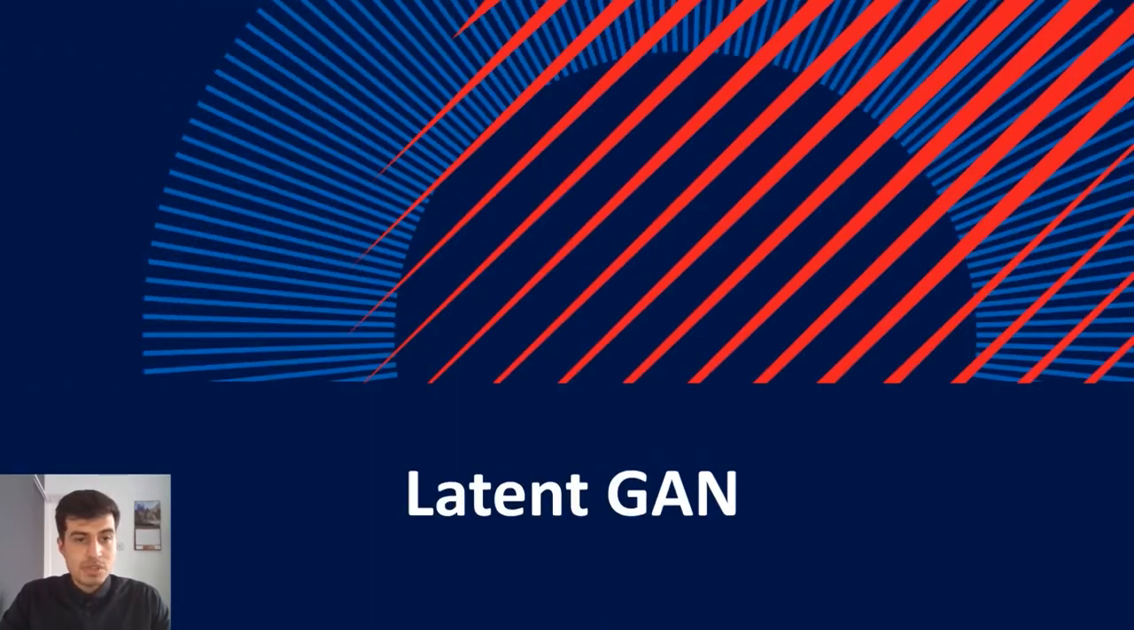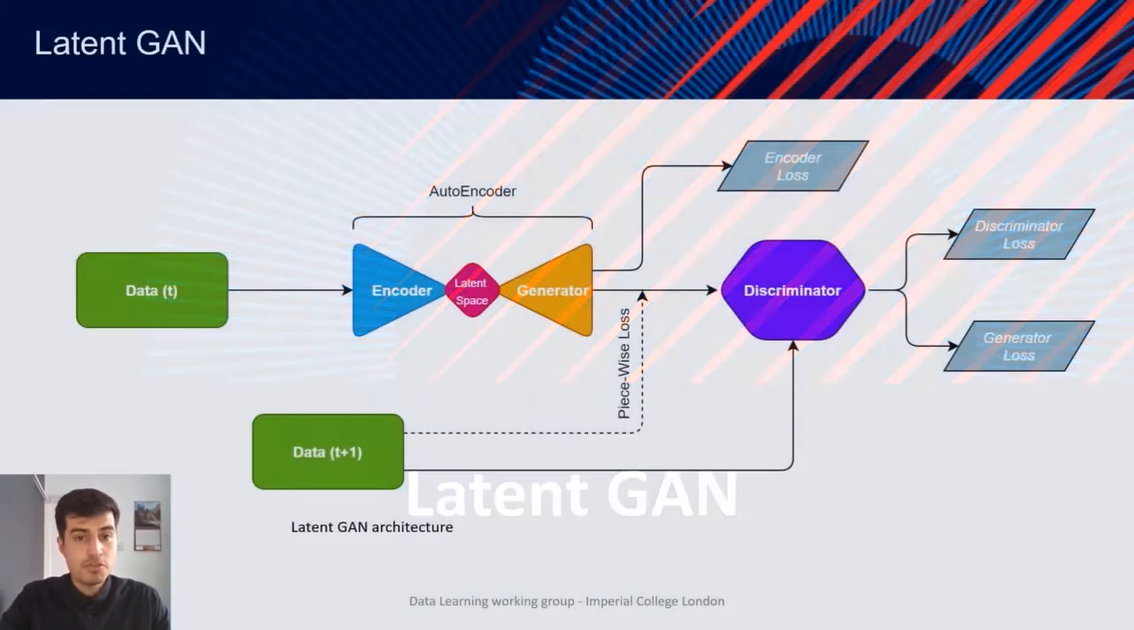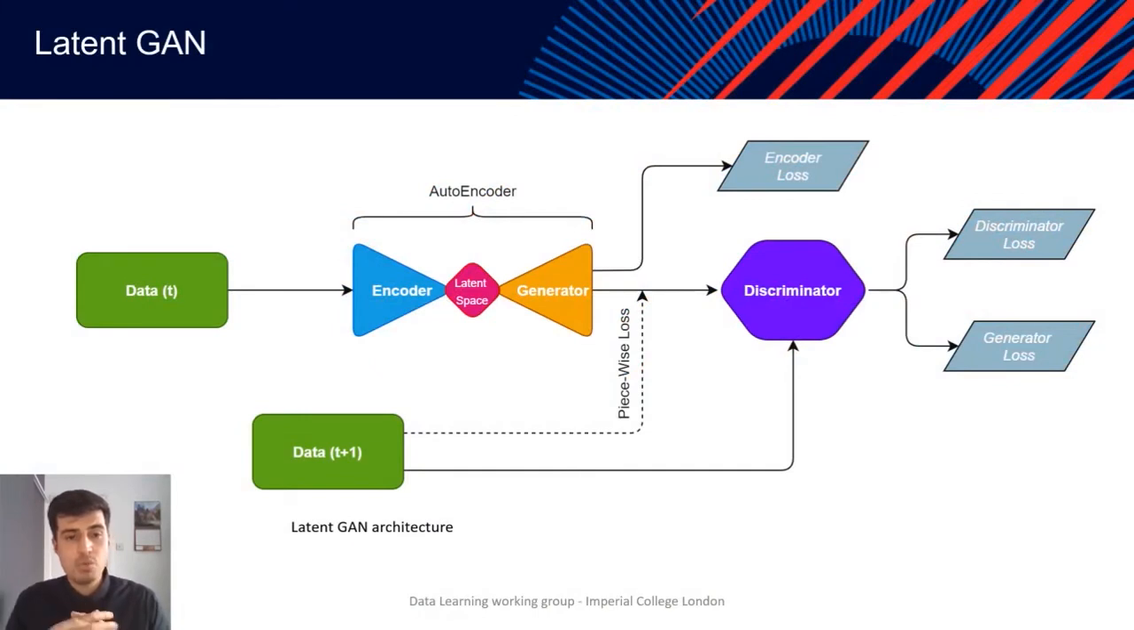So now we'll look at the actual latent GAN architecture. Displayed is a high-level overview of the architecture. I'll now walk you through the training process. We begin with input at time t. This is encoded down to a reduced latent space through the encoder architecture. This latent space representation of the input is then passed through the generator, which outputs a prediction that is the same size as the input.